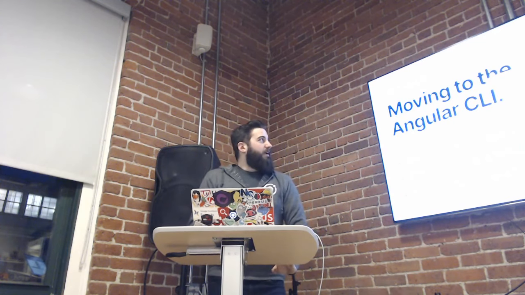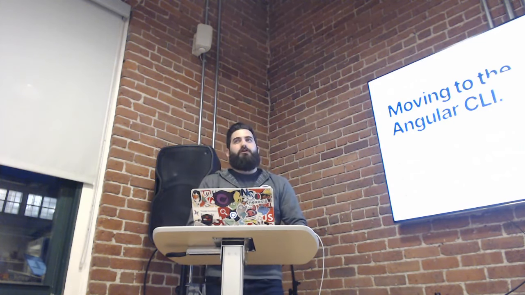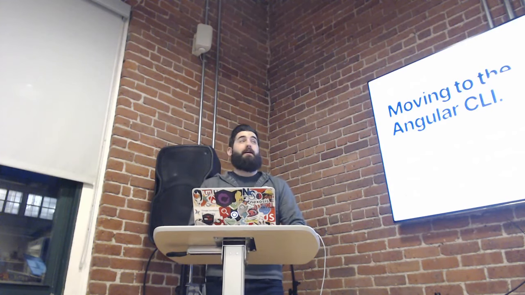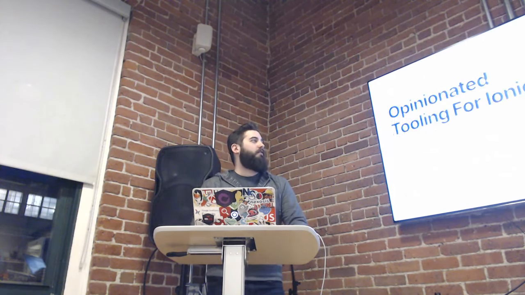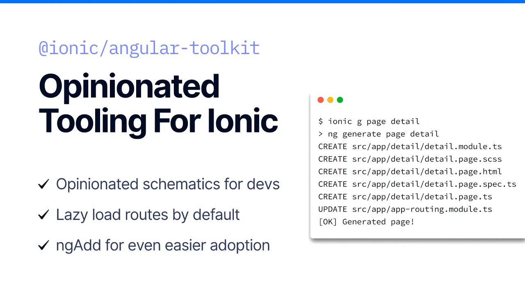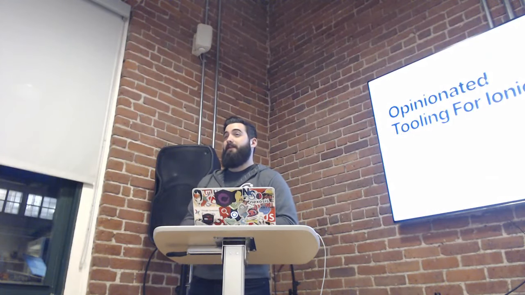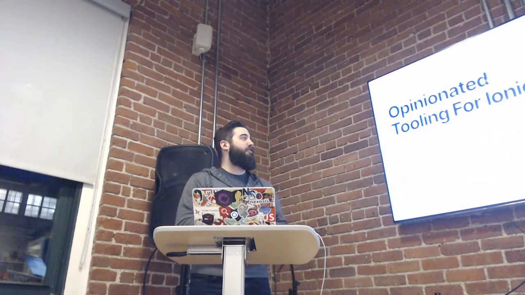But while we realize that the Angular CLI is great, we have strong opinions on how things should be done in the Ionic ecosystem. Thankfully, the Angular CLI offers an abstraction around schematics to configure your project to do certain things. So we created this package called Ionic Angular Toolkit, which is a bunch of opinionated schematics on top of components with the route, components in general, and different build systems and build tools that will pass different options.